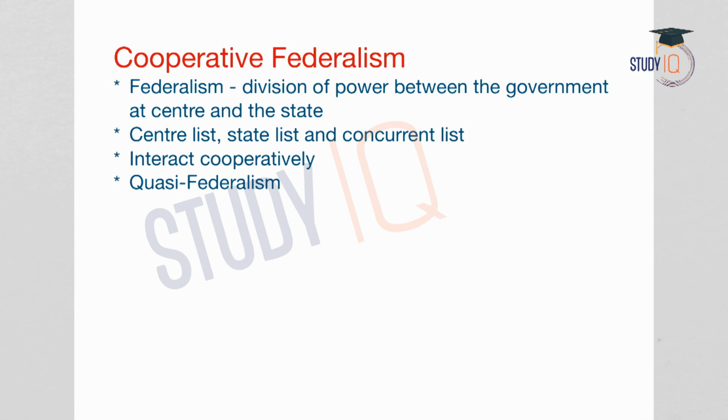First of all, let us have an understanding of what cooperative federalism is. What is basically meant by federalism? Federalism means division of powers between the government at the center and at the states. So we have a central government. We also have different governments at the state level. So the division of powers between the central government as well as the state governments is known as federalism.